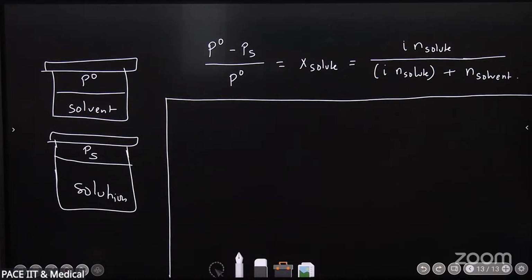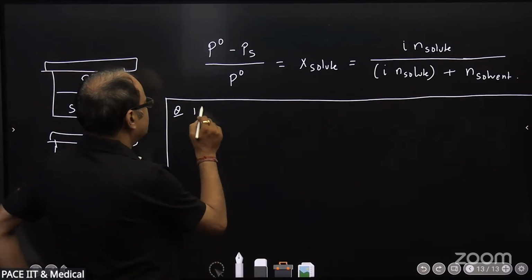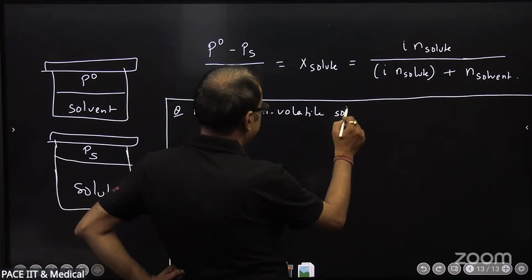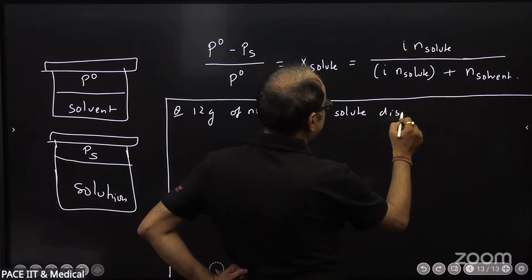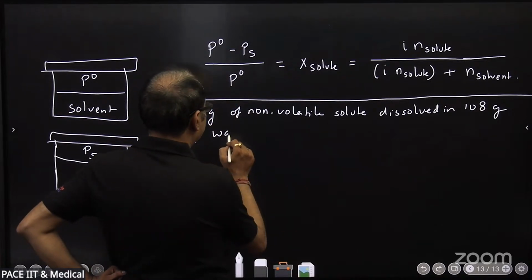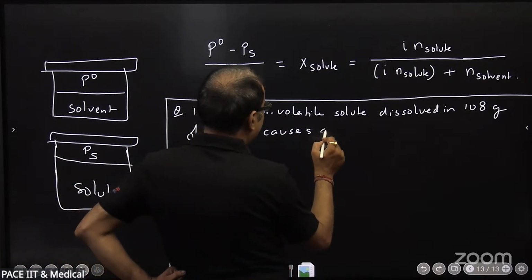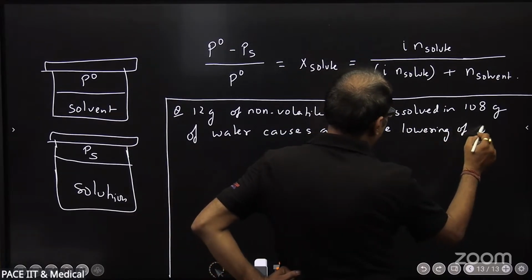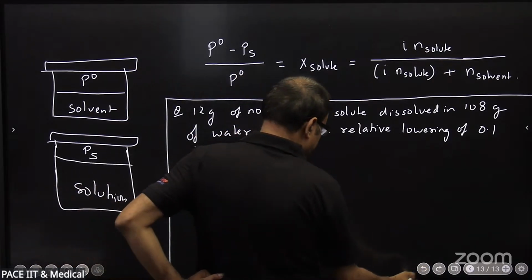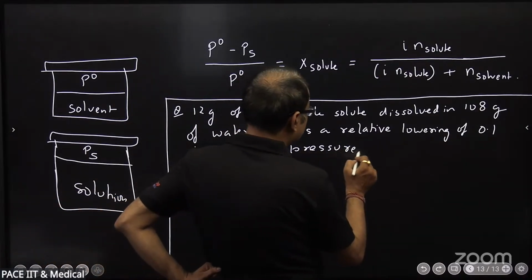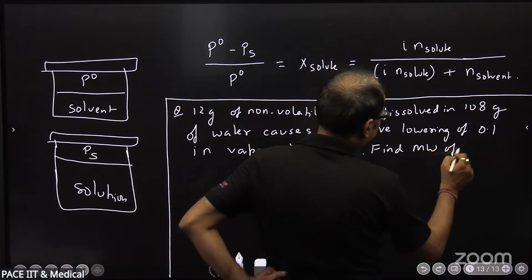12 grams of a non-volatile solute dissolved in 108 grams of water causes a relative lowering of 0.1 in vapor pressure. Find the molecular weight of solute.